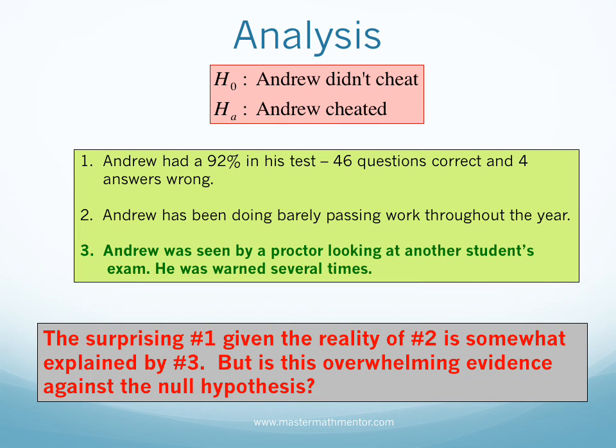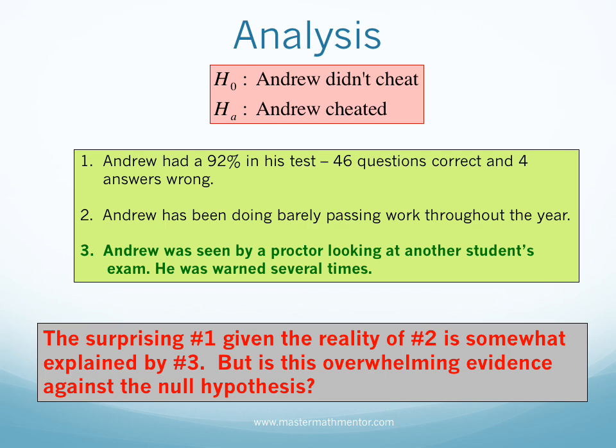Andrew was seen looking at the exam of the student next to him. Not only that, he was warned. This is visual evidence that Andrew was cheating. Someone saw him looking at another student's paper, not once, but several times. This makes Statement 1 more plausible. He did well because he looked at the work of another student.